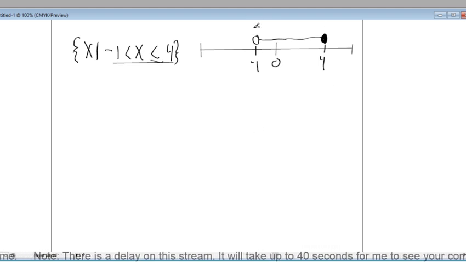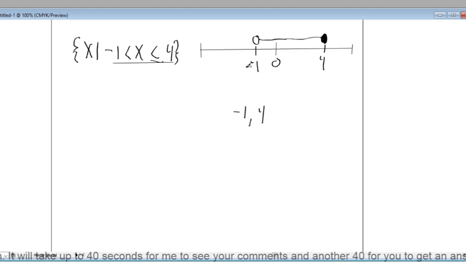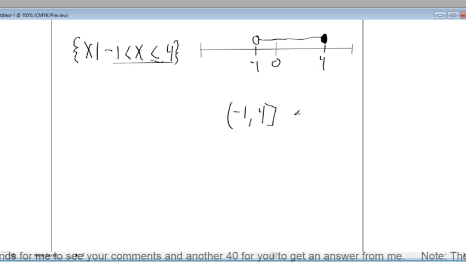Now, our start point is here at -1. Our end point is here at +4. So we have a start point -1, end point +4. We cannot be equal to -1, parenthesis. We can be equal to 4, bracket. Does this make sense? Are there any questions?